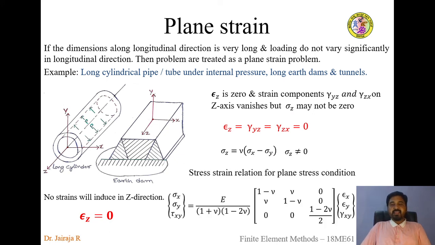The stress strain relation for plane strain conditions is represented as: sigma x, sigma y, tau xy is equal to E divided by (1 plus mu) into (1 minus 2 mu), times the matrix 1 minus mu, mu, 0; mu, 1 minus mu, 0; 0, 0, (1 minus 2 mu) divided by 2, times epsilon x, epsilon y, gamma xy.